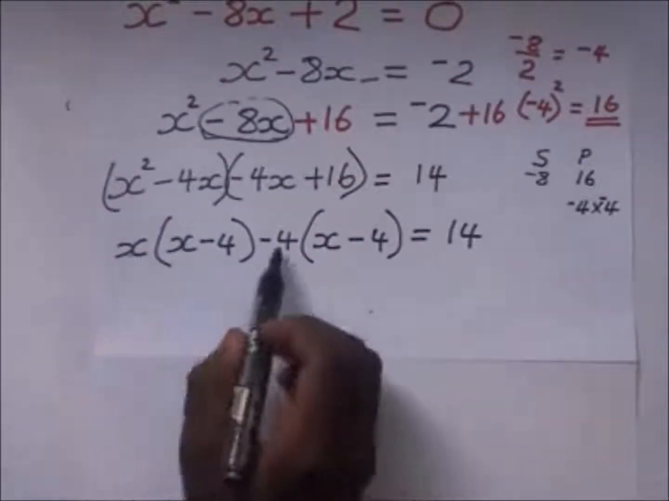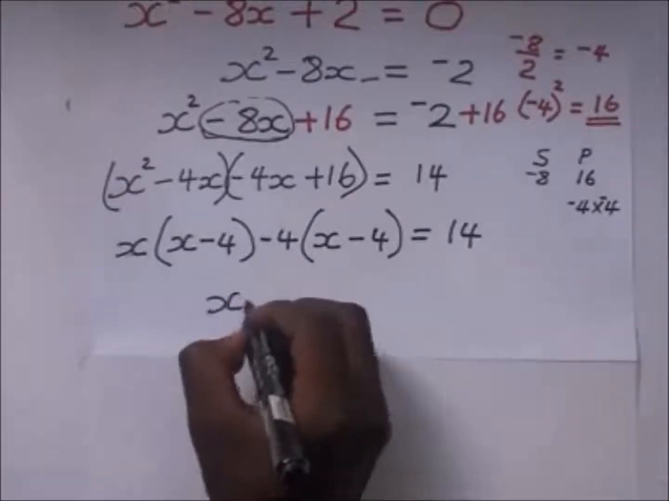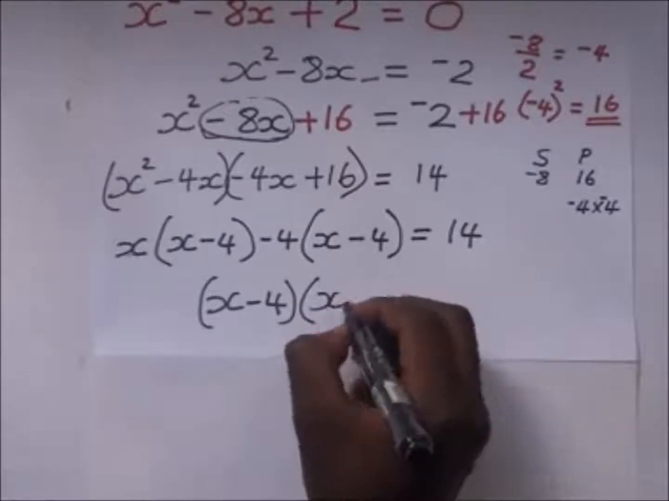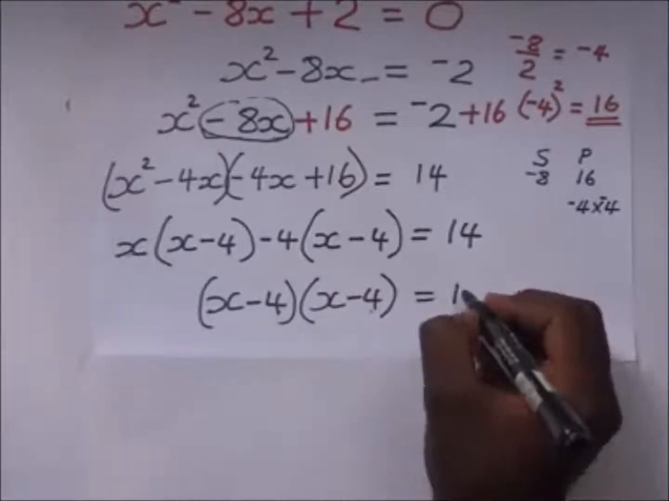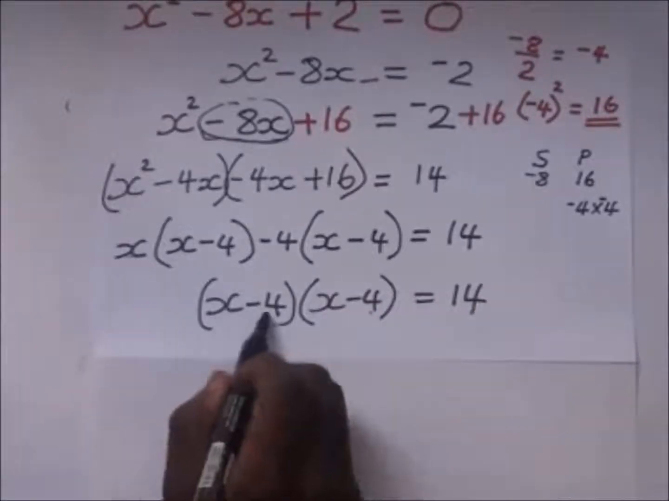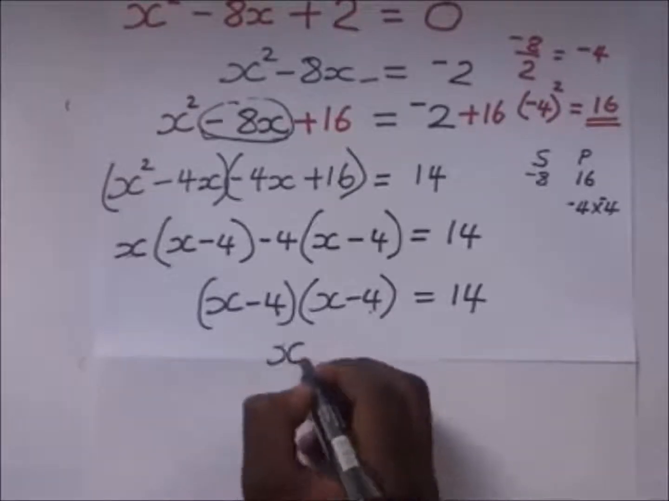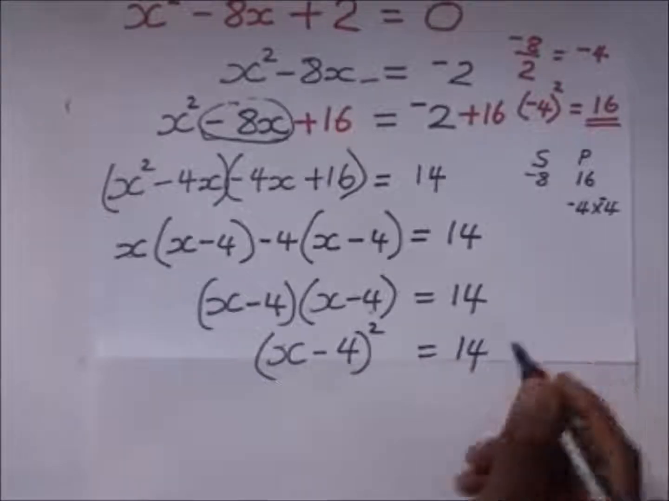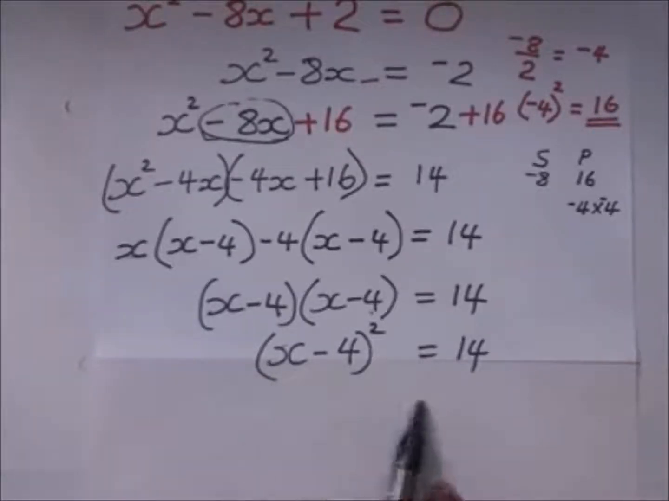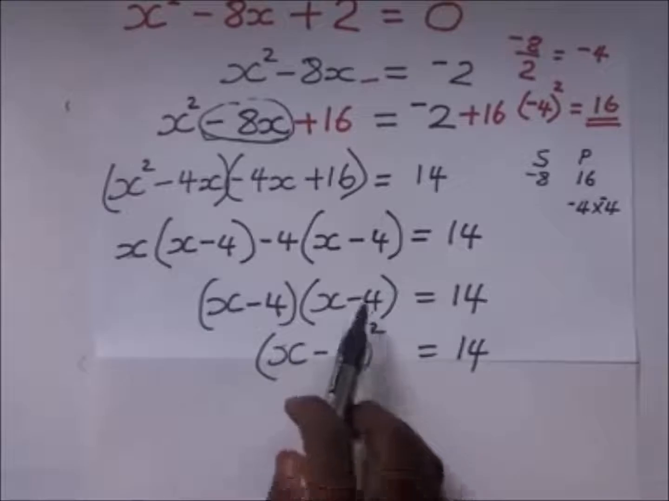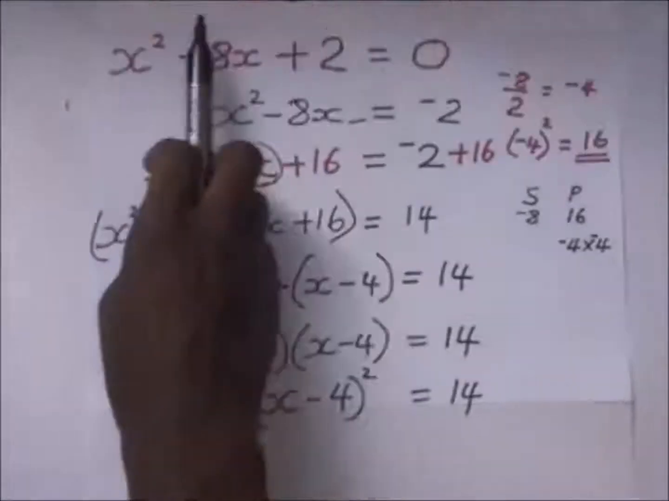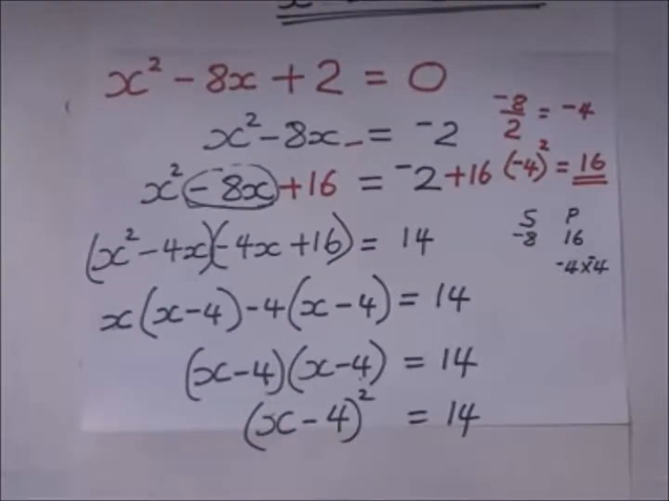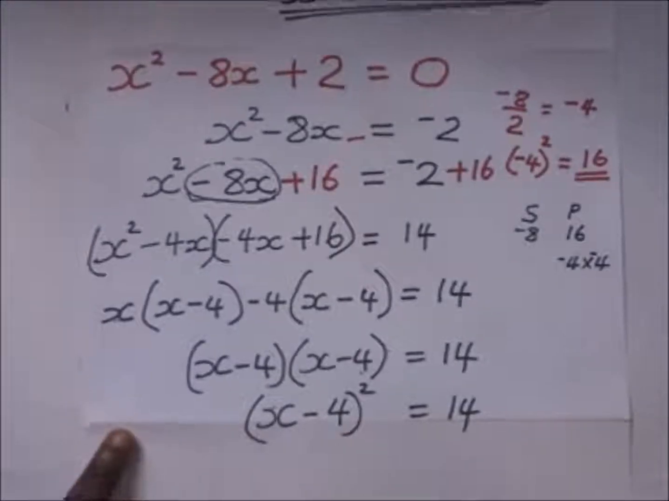And of course, the terms outside the brackets we put in their own bracket, times the terms inside the brackets, which is x minus 4. You realize that this is the same as saying x minus 4 squared is equal to 14. Now this is a perfect square. So we go ahead and find the value of x using the square root property.